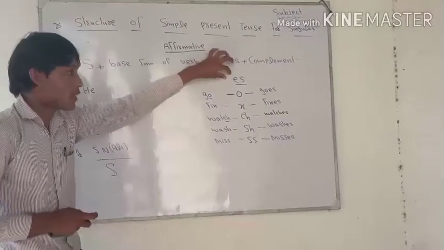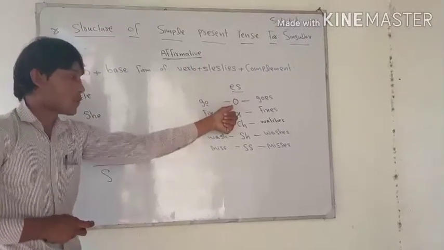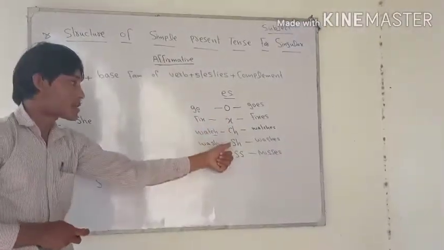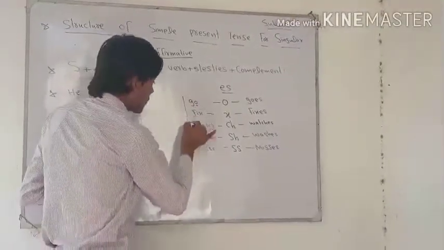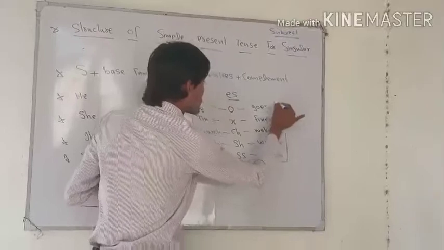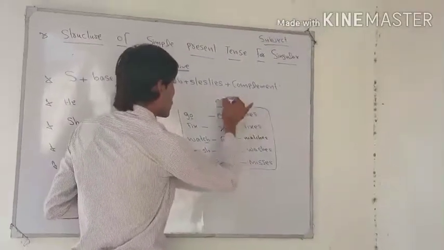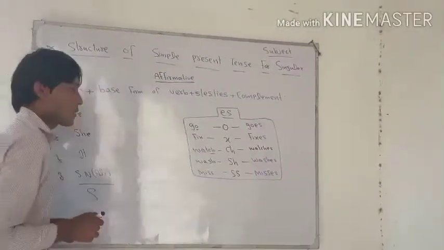Now how will you know that we have to add es? Here we have a very simple formula. When the verb ends in o, x, ch, sh, or double s, these verbs are followed by es. This is the first formula, and we should remember it.